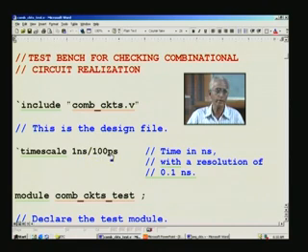For example, a 0.1 nanosecond resolution here, 100 picoseconds, means 100 by 1000. So it is 0.1 nanosecond as such, and that is what is put here, with a resolution of 0.1 nanosecond.